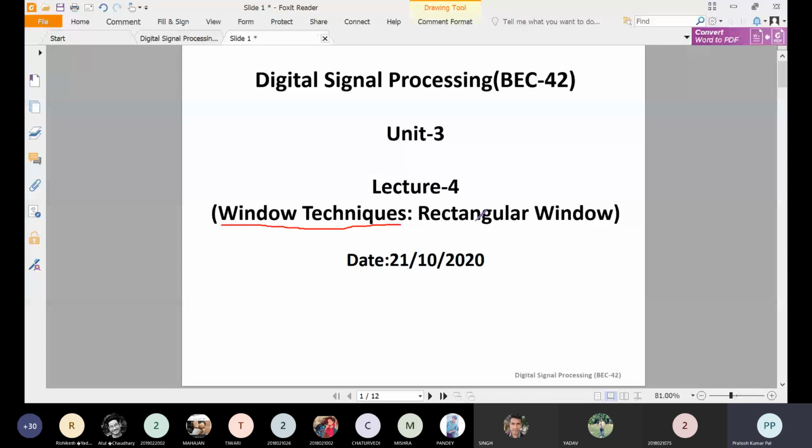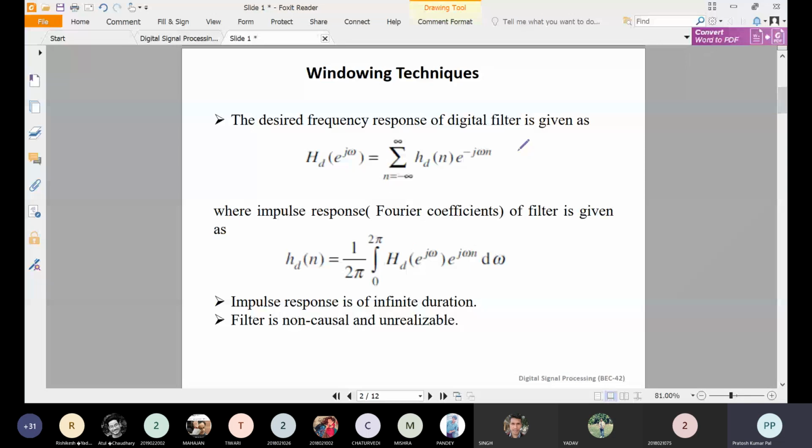So what is a window technique? In a window technique, we use a window function that restricts the number of sequences available in the impulse response of an FIR filter. In the previous two methods, finally we were finding out the h of n. In those two methods we were basically finding out the impulse response of a filter, h of n.